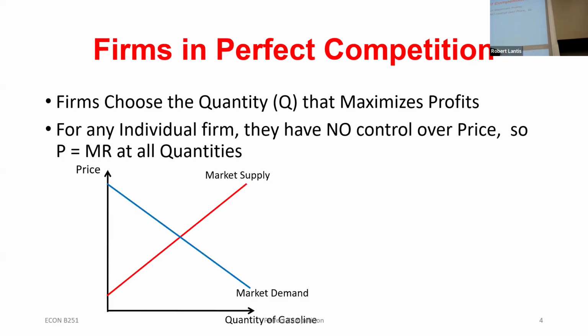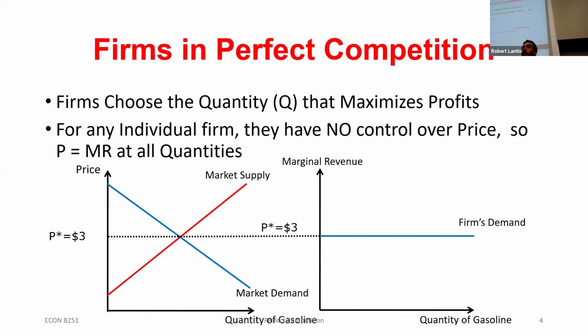So for every single quantity I sell, the additional revenue, or marginal revenue, is just the price I can sell it for. What would the firm's demand curve look like? As I sell more, my marginal revenue is always the price of the product, so it will be horizontal, right? So whatever that market equilibrium price is, here I think I chose $3 for a gallon of gas, the firm's demand, or the firm's marginal revenue, is just going to be this horizontal line wherever that equilibrium price is.